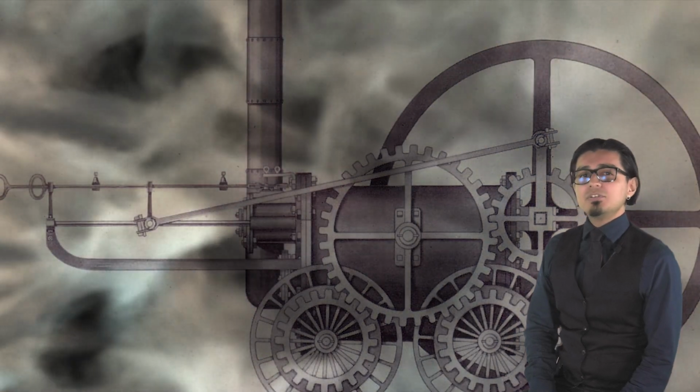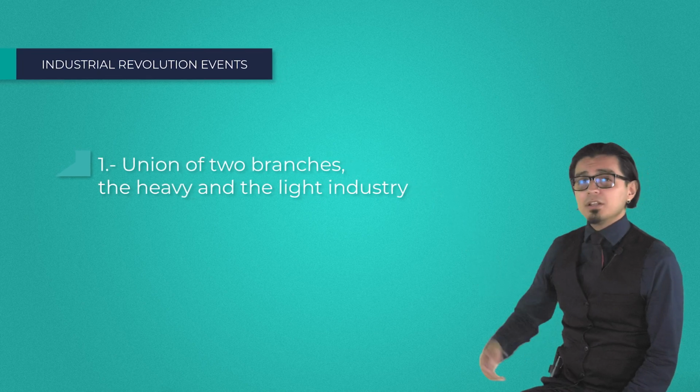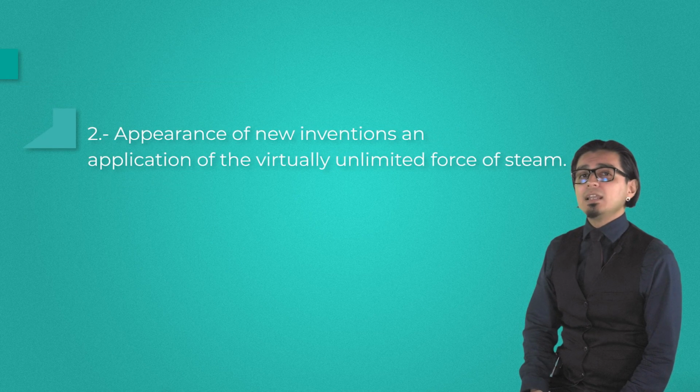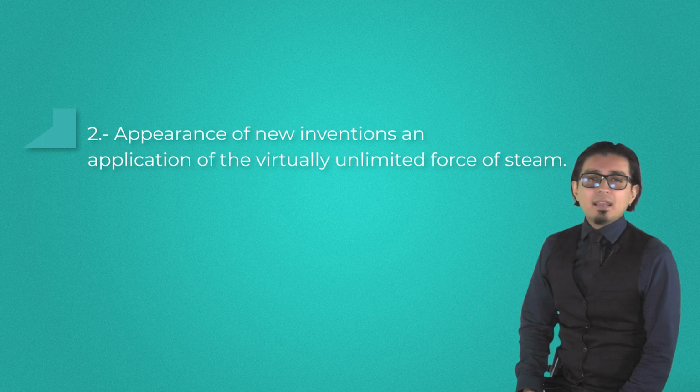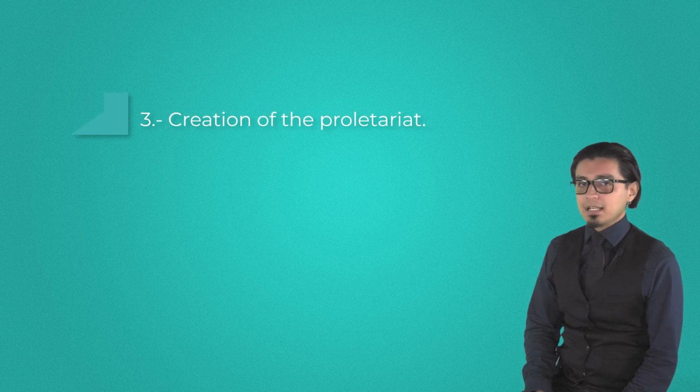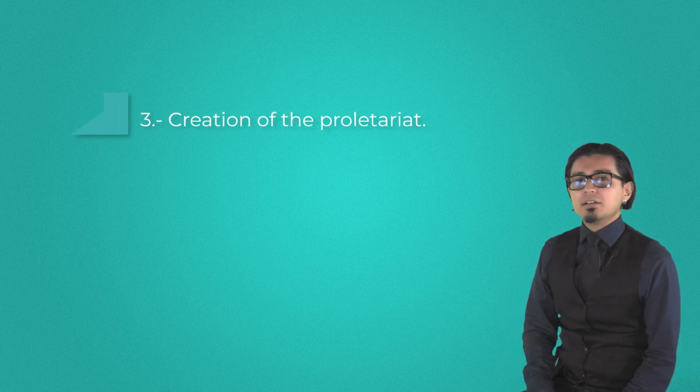This may be the first industrial design landmark that we have, and it was marked by three different important events. Those events can be listed as follows. First, the union of two branches, the heavy and the light industry. Second, the appearance of new inventions and application of the virtually unlimited force of steam. It was not unlimited, but it seemed that way at first, especially when compared to when we did not have it. And third, the creation of the proletariat, artisans offering labor instead of handicrafts, because now we started producing a lot of things.